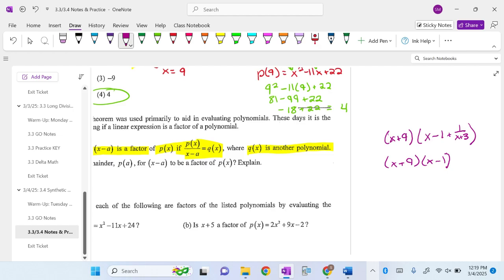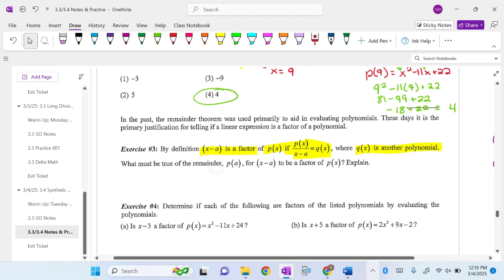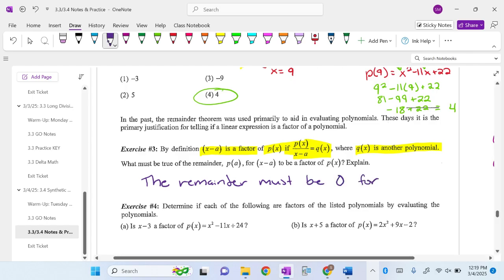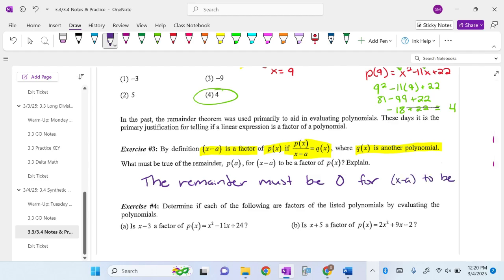Look at the warm-up, guys. Our answer didn't have that fraction. What was our remainder? 0. So with a factor, the remainder must be 0 for x minus a to be a factor of p of x.